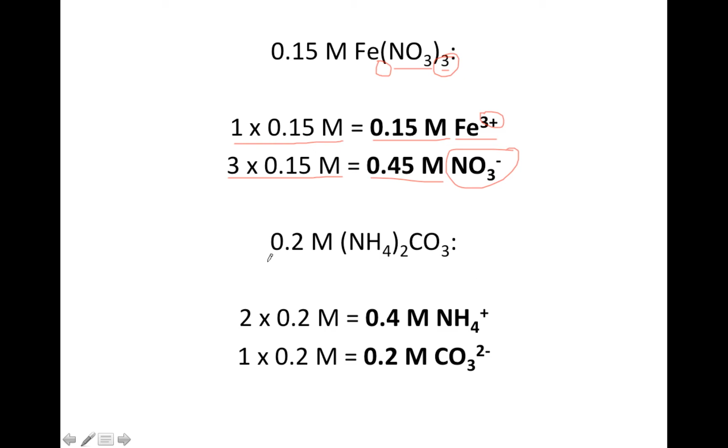Next example, 0.2 molar (NH4)2CO3. That's called ammonium carbonate. So for the ammonium, there's 2 of them in the formula, so I'm going to multiply the molarity by 2 to get 0.4 molar. And NH4 is known to have a +1 charge. For carbonate, there's just 1 of them in the formula, so we're just going to multiply the molarity by 1.